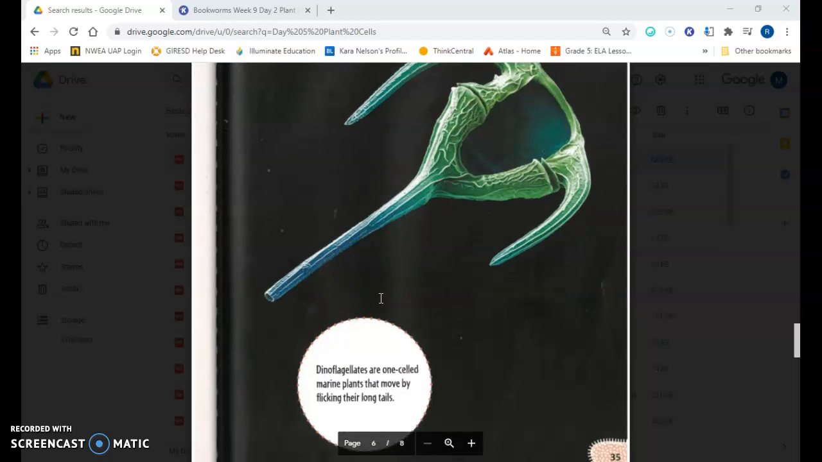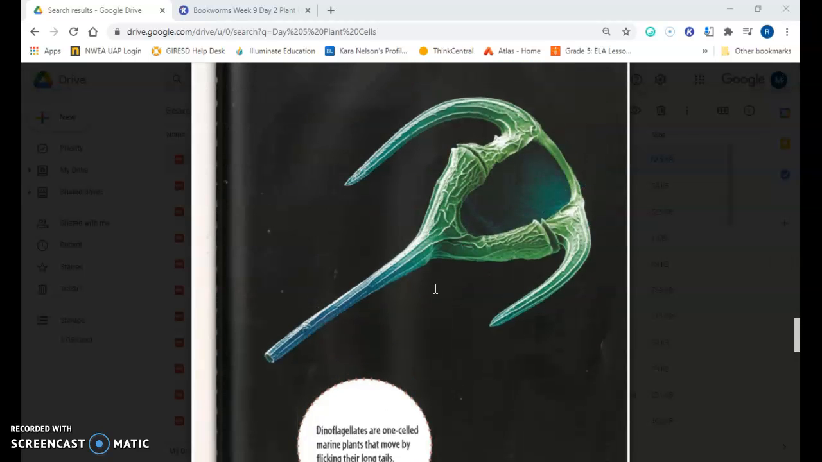And this would be a picture of a dinoflagellate here. They're one-celled marine plants that move by flicking their long tails.